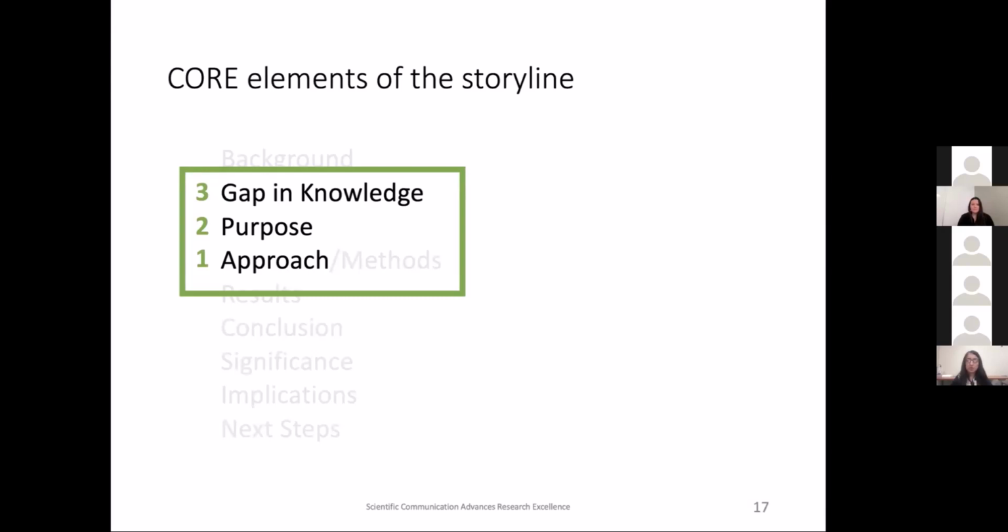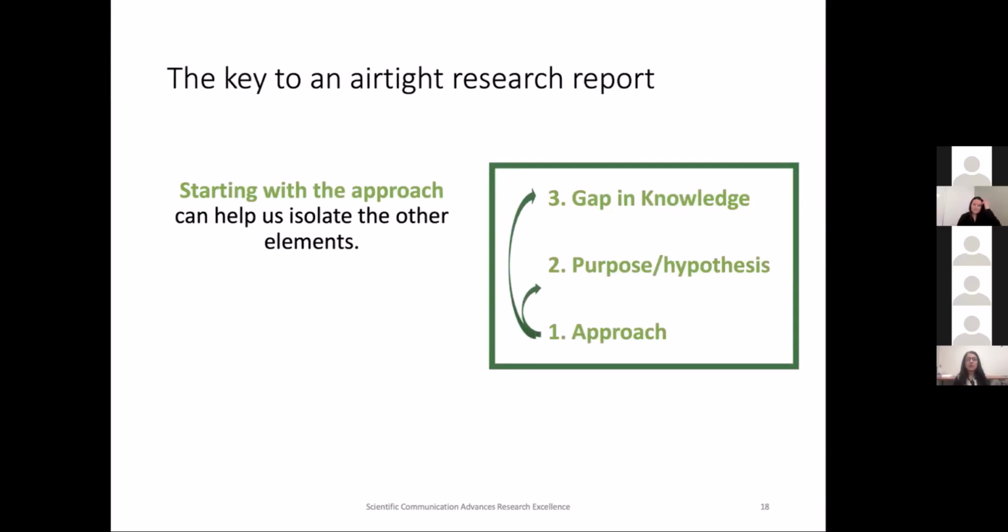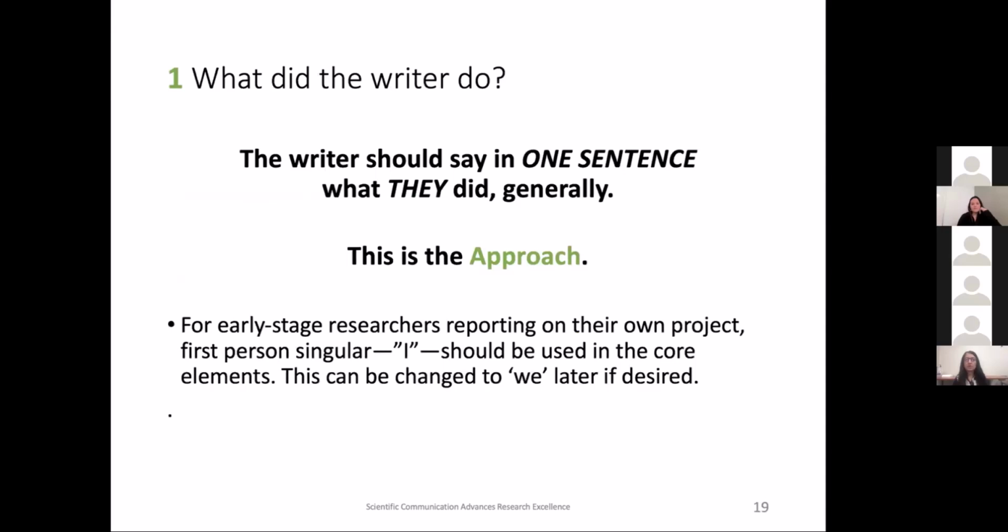But look at the order of things. Rather than starting from the gap to the purpose and then the approach, which is the way the manuscript will no doubt look like, because in the introduction, you have to go from broad to narrow. But for the purposes of writing your template, your own storyline, you're going to start with the approach. In part because you know what you did, and therefore it's easier to write about it than to start from something else that might be a little bit more abstract. So it's going to be the approach followed by the purpose. You did the approach in order to do what, and why did you do it eventually? To fill what gap in knowledge. So that order is important. Starting with the approach can help us isolate some of these other elements of the purpose and of the gap in knowledge. And you'll see in a second how I've applied that to the work that I do.